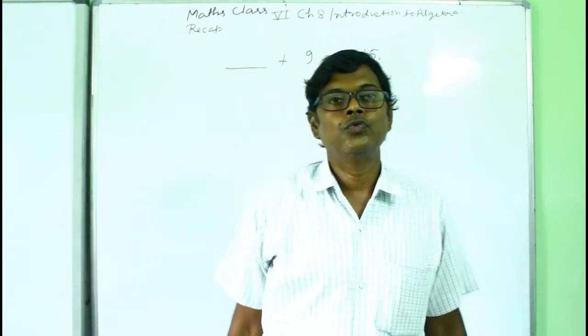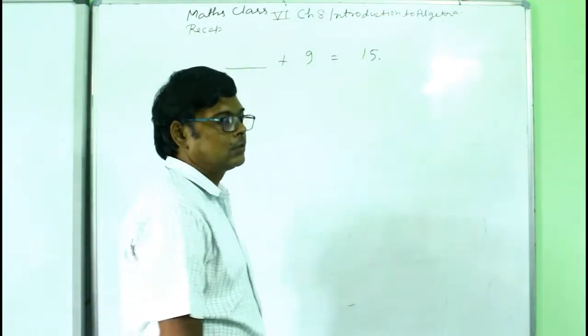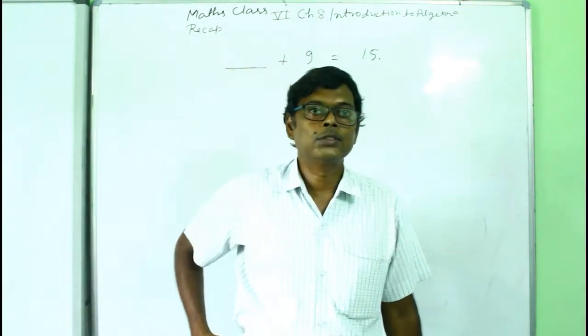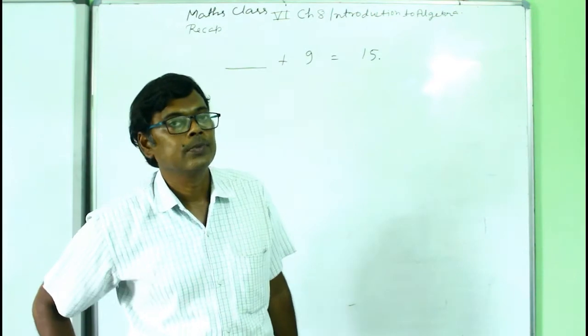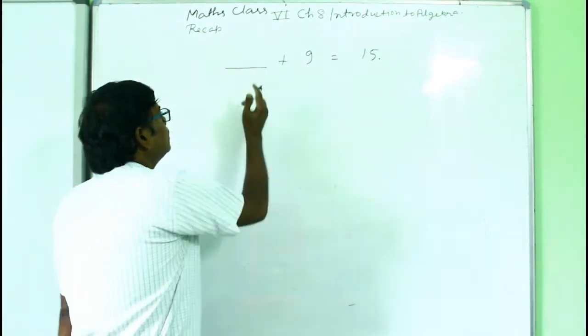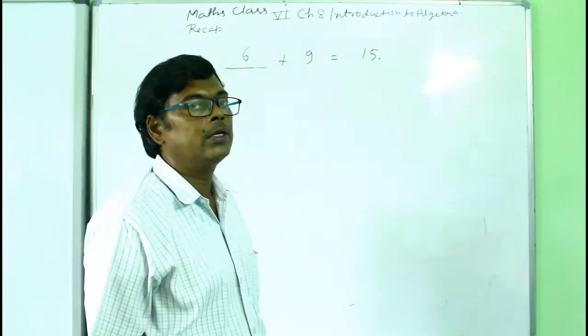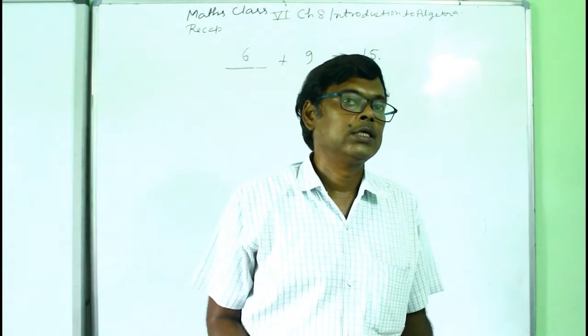So what would be your answer here? What will be here? This is the blank space here. So what is the number in that blank space? You will find out the answer is 6, because 9 plus 6 is 15. So your answer would be 6.